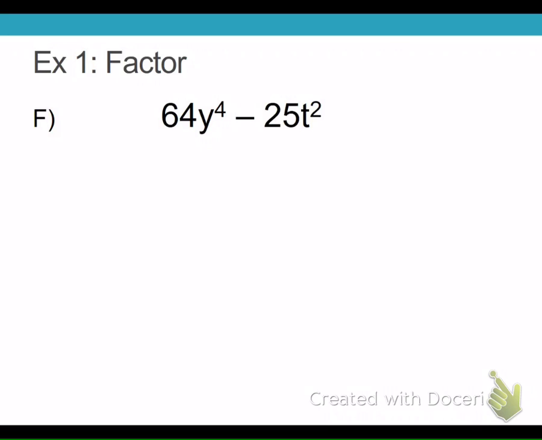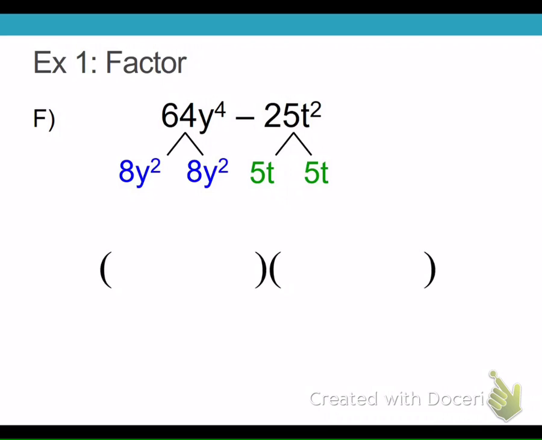Is this a difference of 2 squares? Yes. What is it? 8y squared. Yeah, so we have 8y squared and 8y squared. 5t, 5t. So it's going to be 8y squared plus 5t, 8y squared minus 5t. Very good.